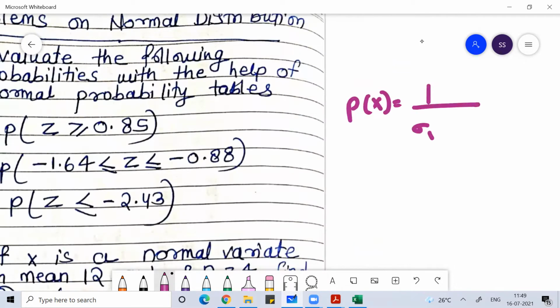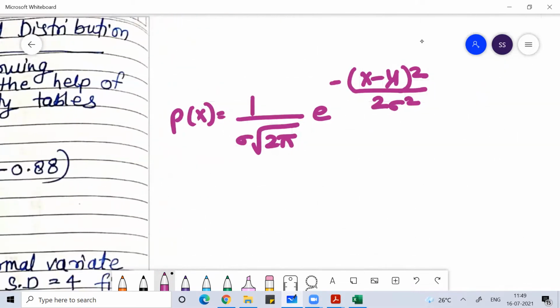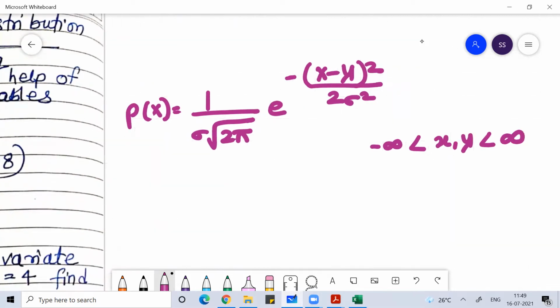That is the formula: 1 by sigma root 2 pi, then e to the power minus (x minus mu) whole square by 2 sigma square. That is the formula to calculate the probability under the normal distribution curve, where the values of x and mu lie between minus infinity and plus infinity, while sigma is greater than zero. So you know this very well.